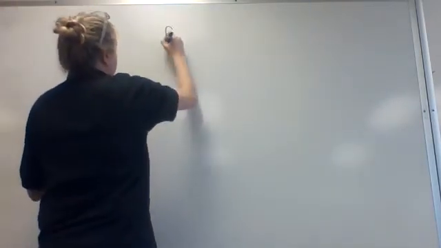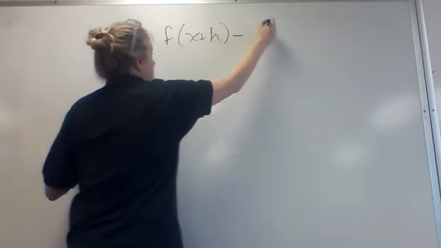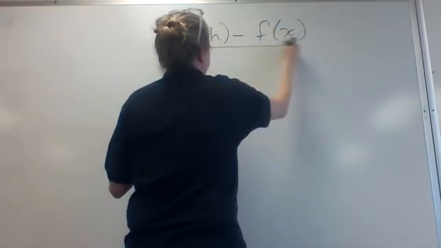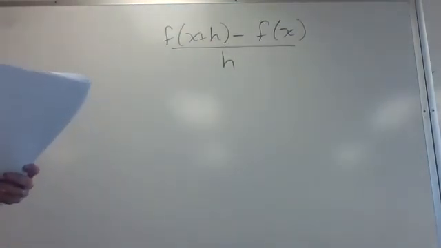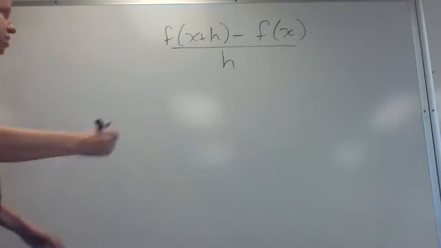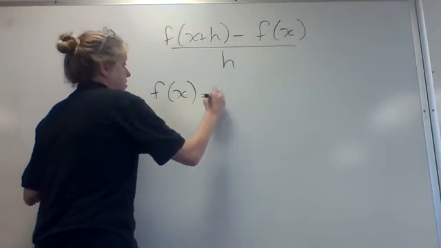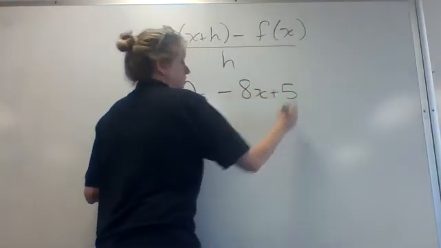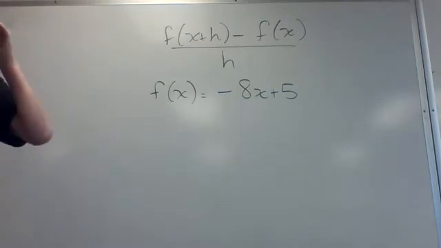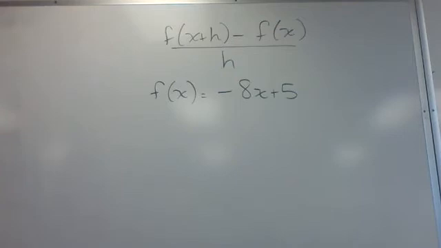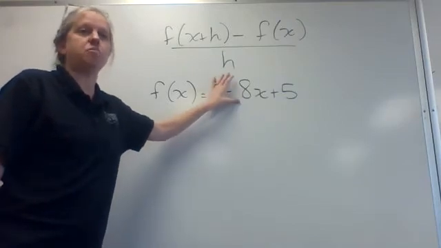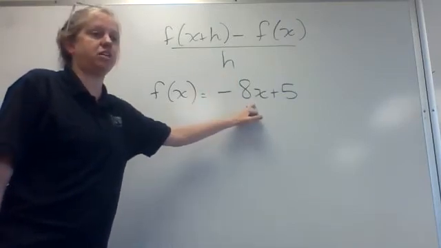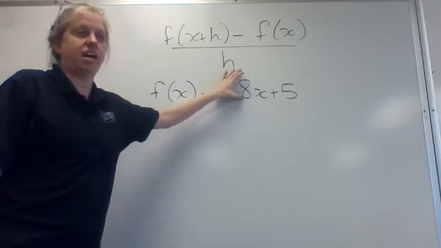And our difference quotient is f of x plus h minus f of x all over h. On number 24, the function is f of x equals -8x plus 5. Now, in this section, we talked about if the x is just an x and it's not squared or cubed, your end result is going to be the slope of this line. If I drew this out, it would be a straight line. So my answer is going to be -8.